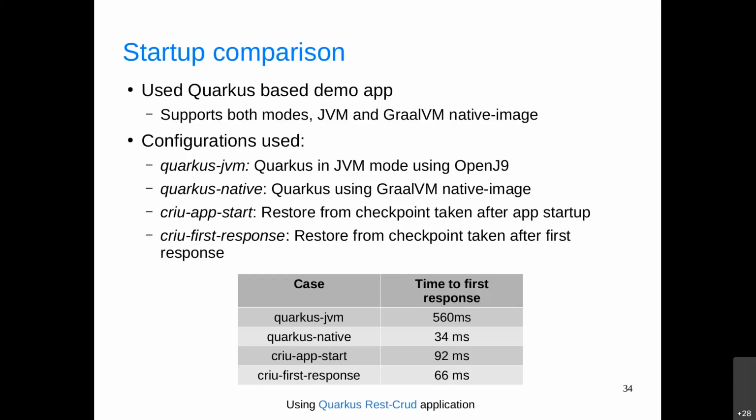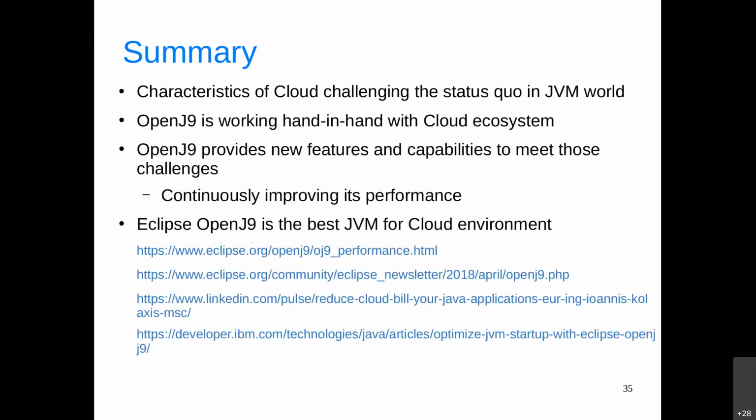We come to the end of this talk. I'll just quickly summarize what we discussed today. We looked at the challenges that the cloud environment presents to runtime systems and the JVM in particular, and we looked at the mechanisms that OpenJ9 uses to adapt to these challenges, and the features that it has added to improve its performance.